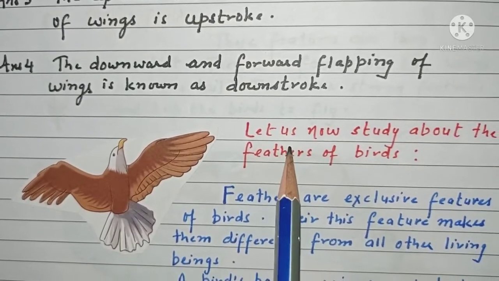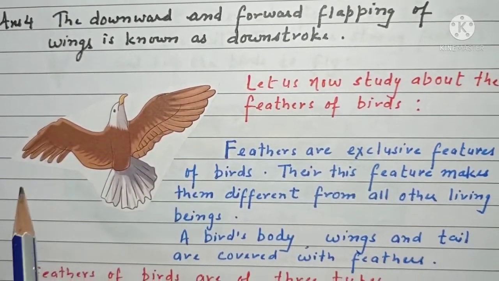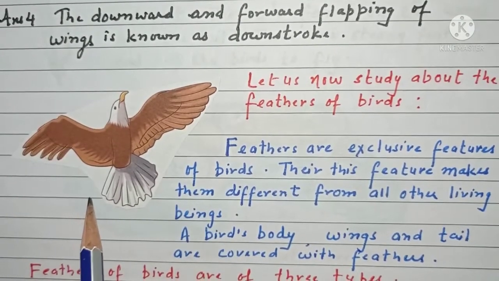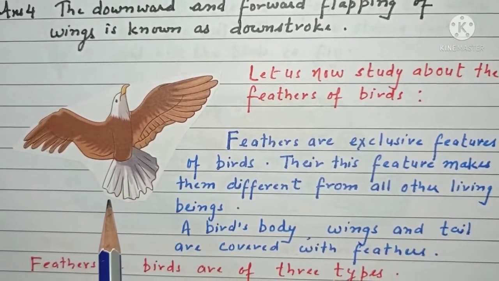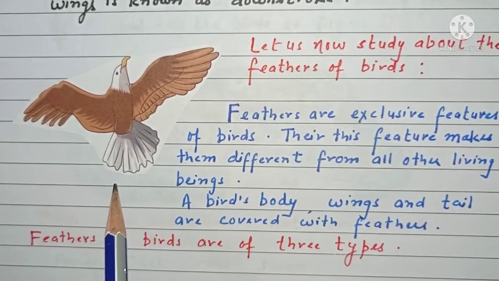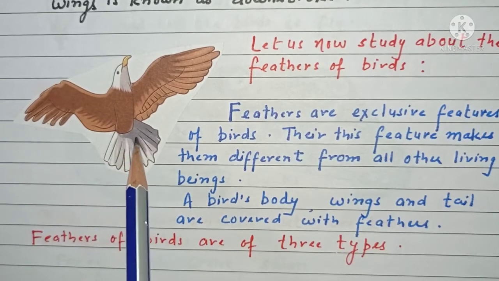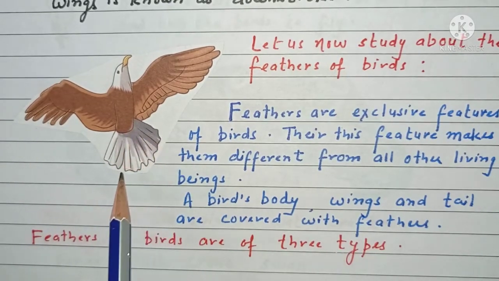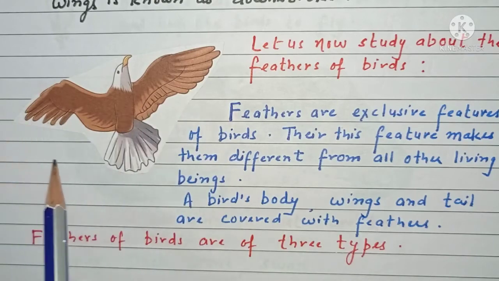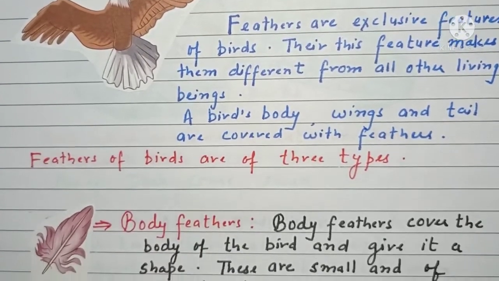So let us now study about the feathers of birds. Students, feathers are exclusive features of birds. This feature makes them different from all other living beings. A bird's body, the wings and the tail, they are all covered with feathers. Feathers of birds are of three types.